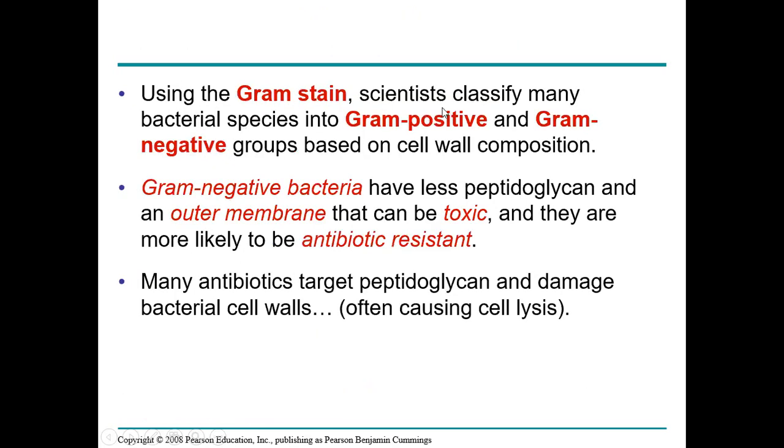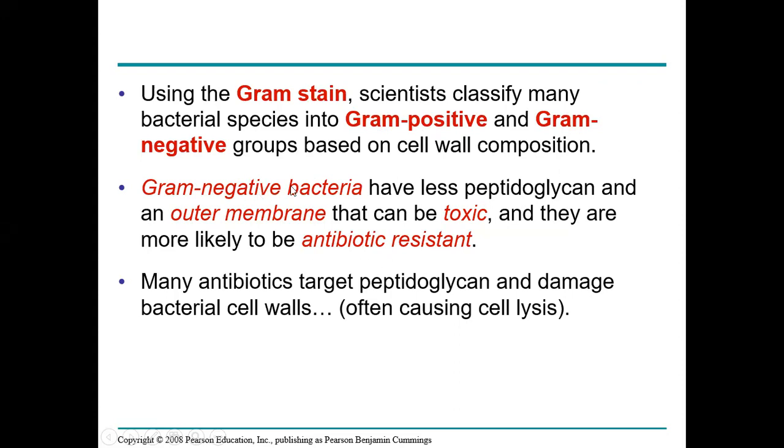Using Gram stain, scientists classify many bacterial species into gram-positive and gram-negative groups based on their cell wall composition. So based on their cell wall composition, we can classify the bacteria into gram-positive and gram-negative bacteria. What is the difference? Gram-negative bacteria have less peptidoglycan and an outer membrane that can be toxic, and they are more likely to be antibiotic resistant.